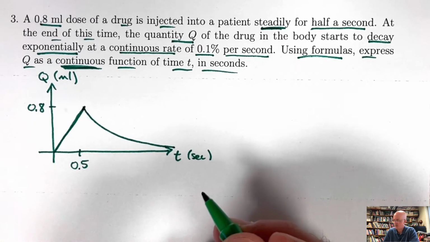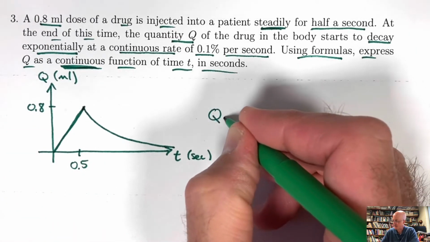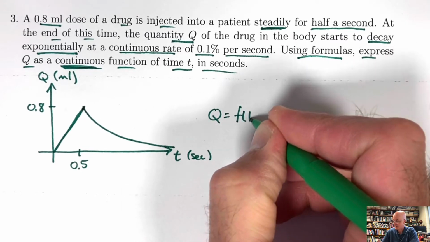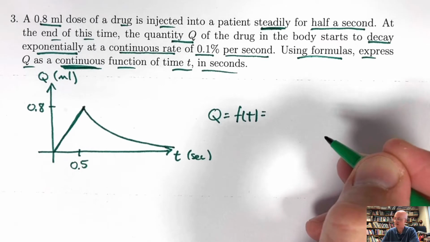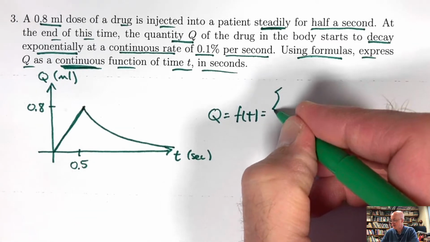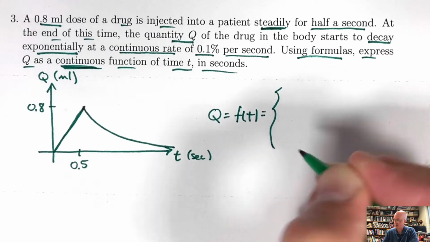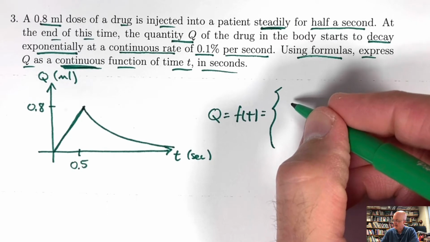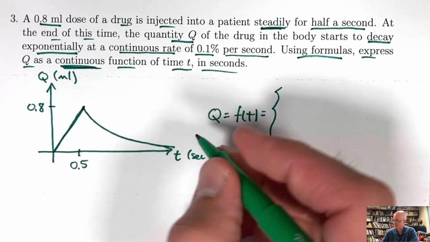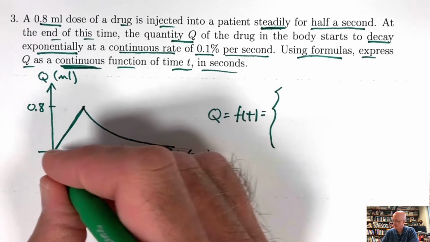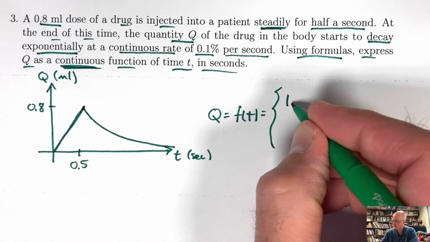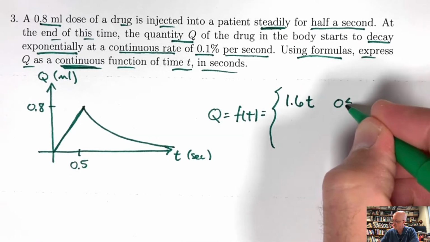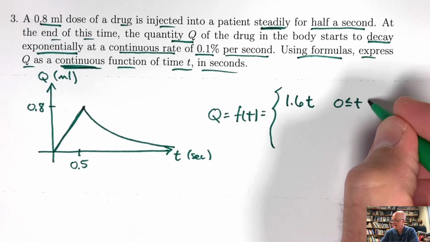All right, so that's helpful, I think, to writing the formula. Now the directions say using formulas. The plural there is really referring to the fact that this is going to have to be a piecewise formula. We need two formulas for the two pieces of the graph. One when t is between 0 and 0.5, and one when t is bigger than 0.5. And again, the slope of this is 1.6, and it goes through 0, 0. So the formula for that first piece is going to be 1.6t when t is between 0, I'm including 0, and 0.5.